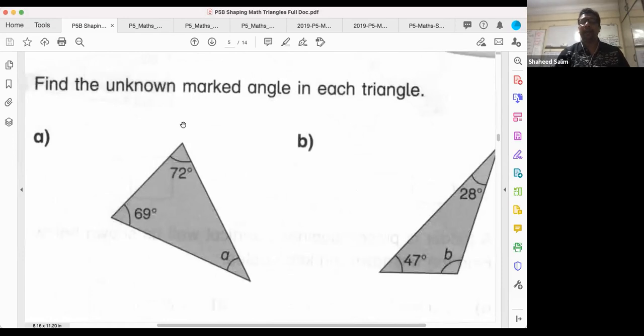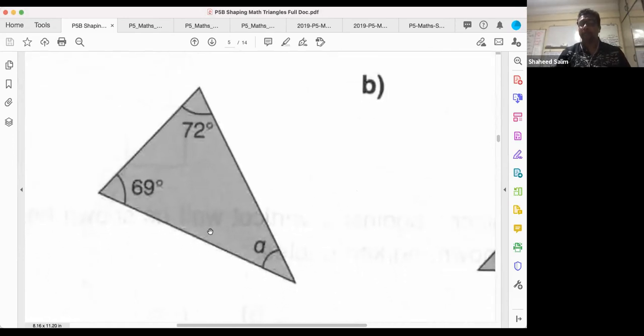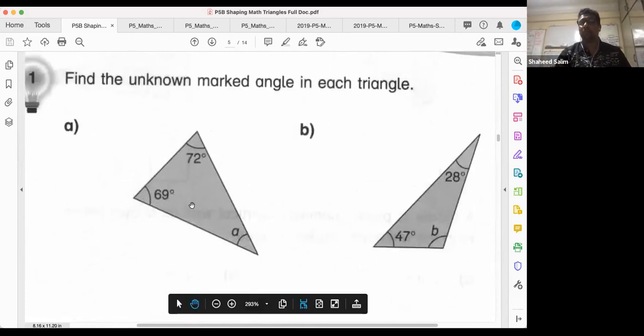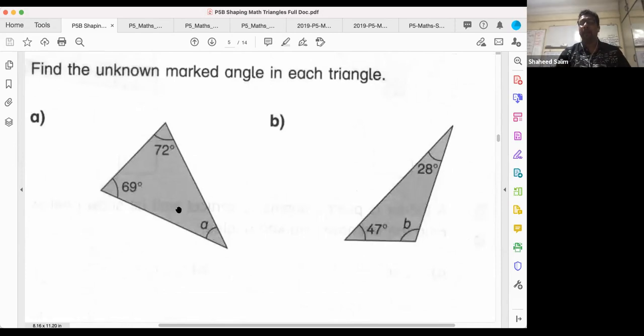Remember, we learned already last week, 3 angles in a triangle add up to 180 degrees. If you try the experiment by measuring, you will know that is true. So we are supposed to find what is A and B. And please go, you can use your calculator.